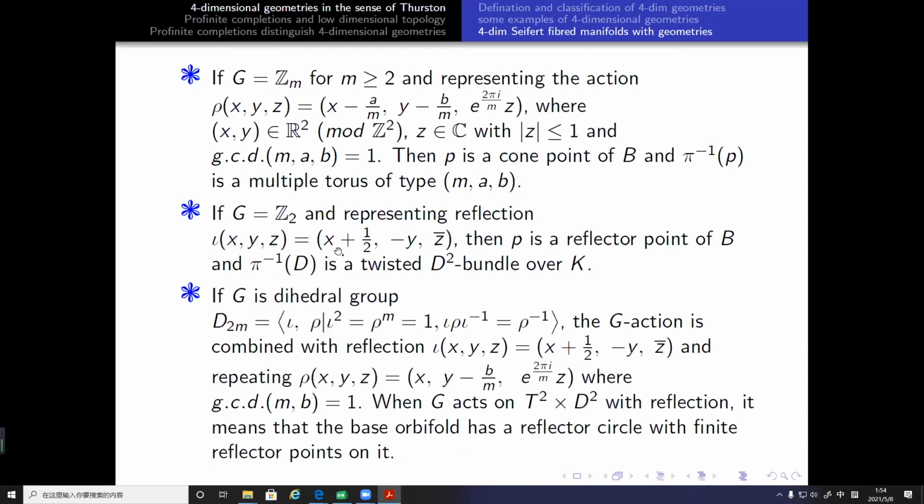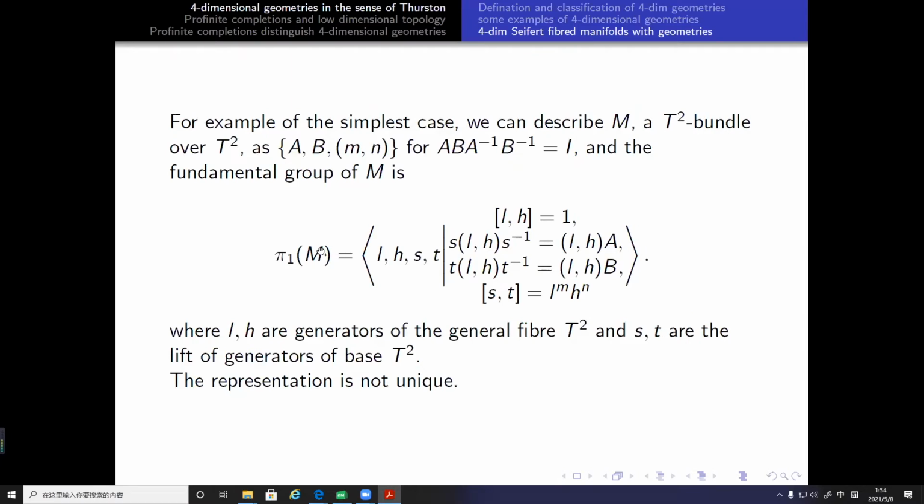Okay. And so for example, for the simple case, we can describe the four-manifold M here. It is a T2 bundle over a T2, and here A and B are some matrices in SL2(Z), and M and N are two numbers, and here it is just the monodromy of two loops on the base. Since the base here is just a torus, and the fiber here is also a torus, there are no singularities. But in this case, there are some more drawings about the essential circles in the base here.